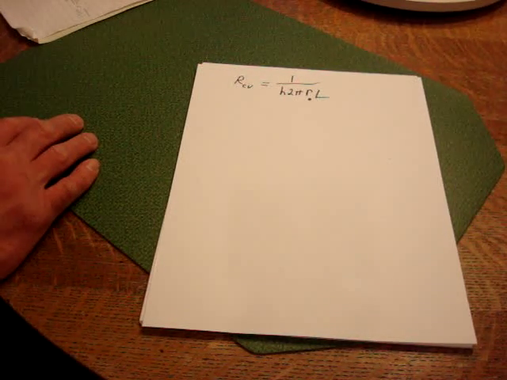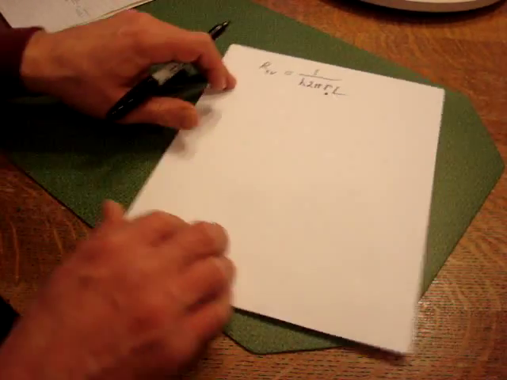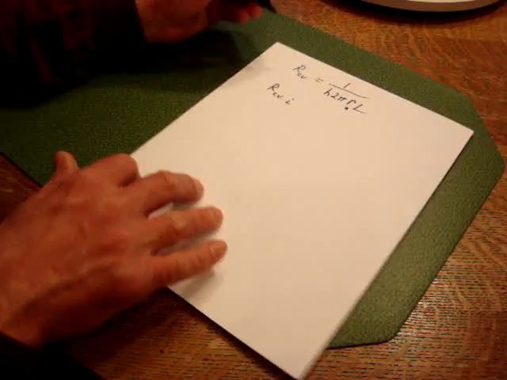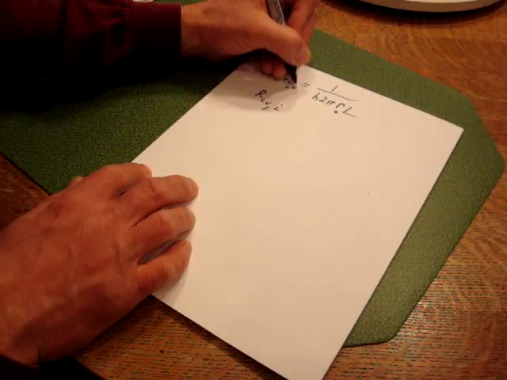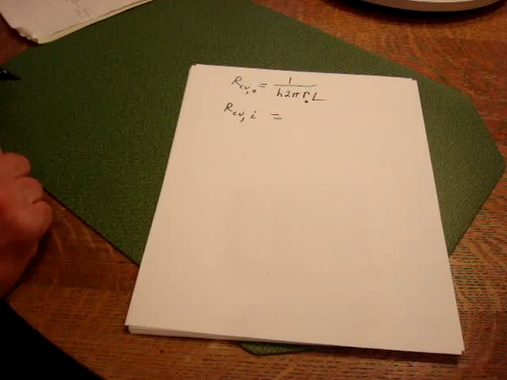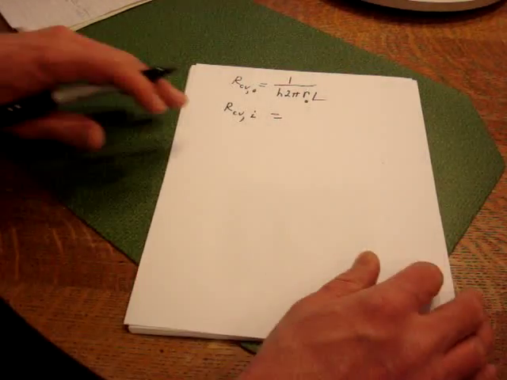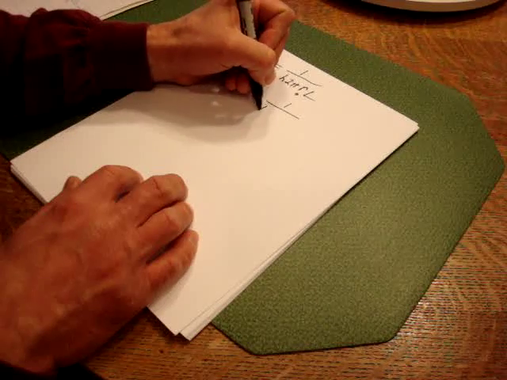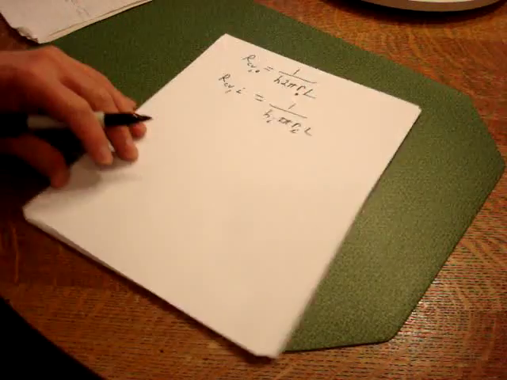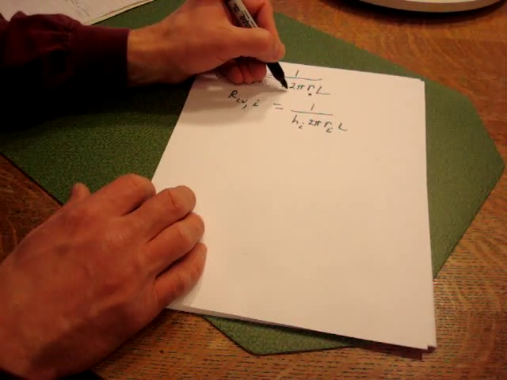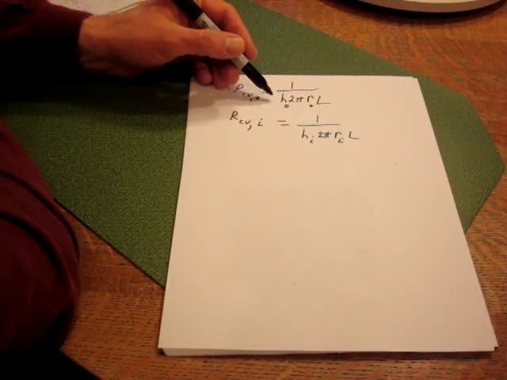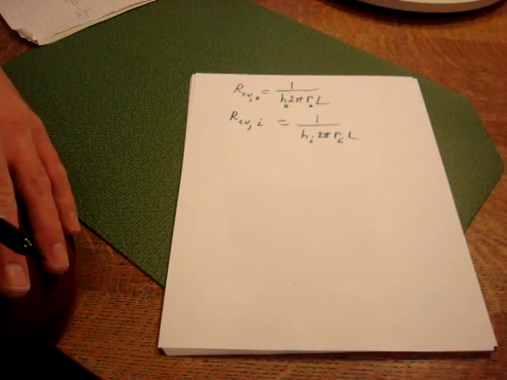We can do the same thing on the inside of the pipe, and R due to convection, I'll give a subscript of I for inside, and this one O for outside. So the thermal resistance due to convection on the inside of the pipe would be 1 over H on the inside, 2 pi R on the inside L. And here again, this convection coefficient on the outside we'll give a subscript of O because it will be different than the convection coefficient on the inside of the pipe. Okay?